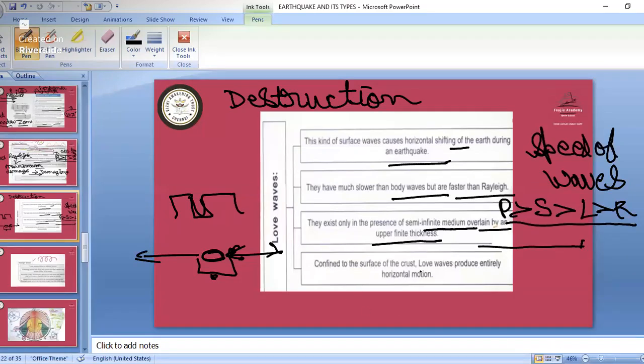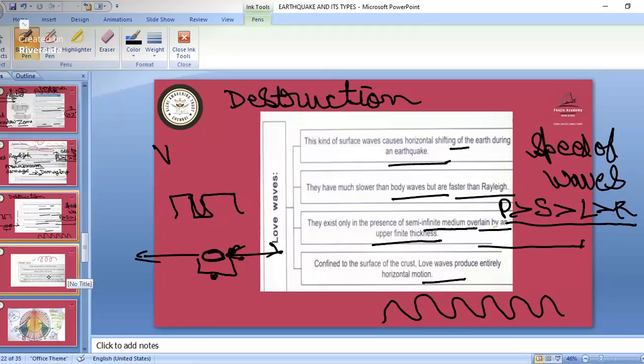Then it is confined to the surface of the crust. Love waves produce entirely horizontal motion. So now we know that the longitudinal waves give vertical direction motion, but these Love waves will provide the horizontal motion. So remember about this particular part.